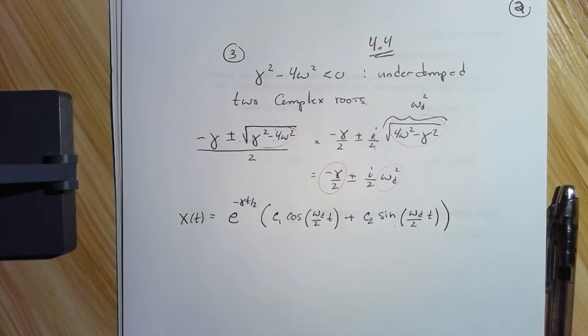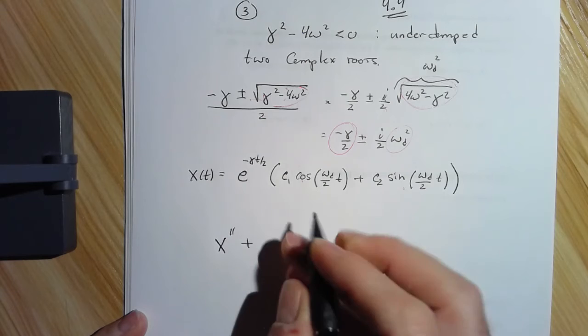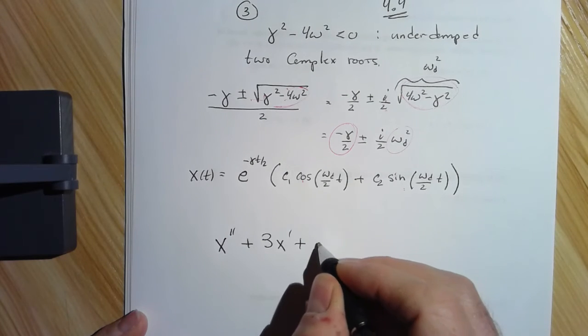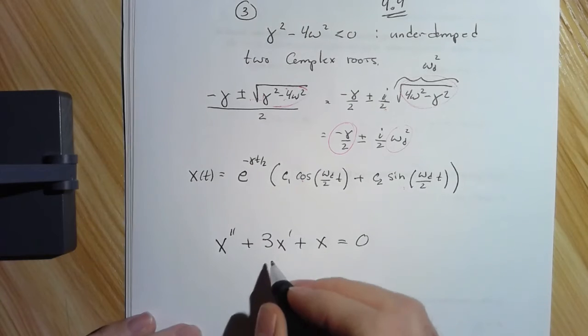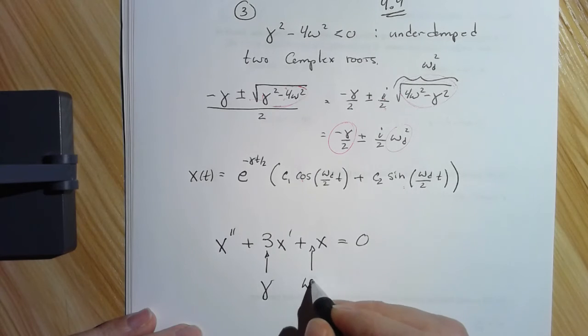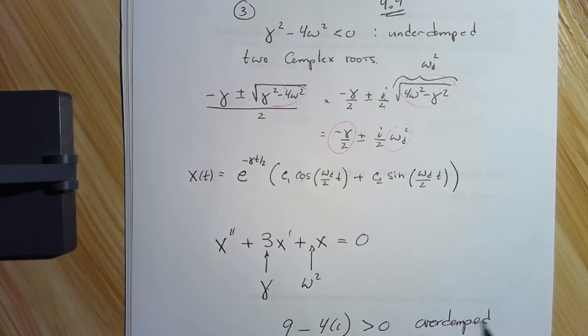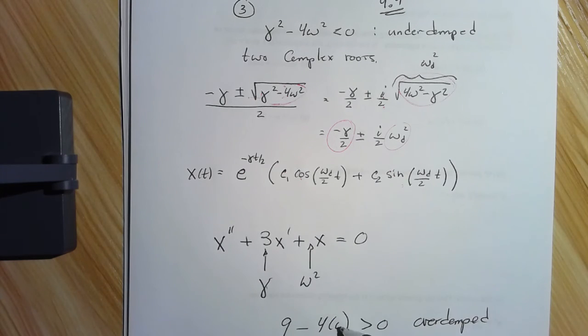So for example, if I were to write down a differential equation just like this, this is my gamma, this is my omega squared, and so let's see, I have 9 minus 4 times 1, and that is greater than 0, so this is overdamped, right? So I did gamma squared is 9, omega squared, it's already squared, times 4.